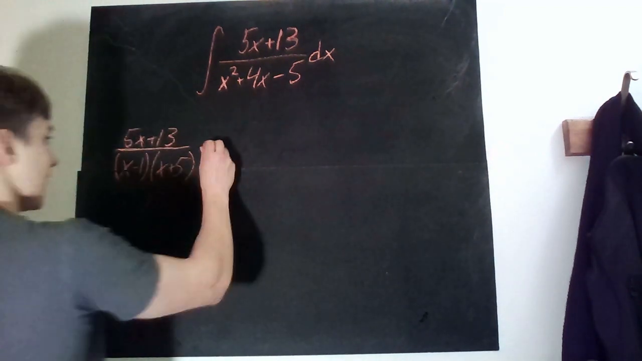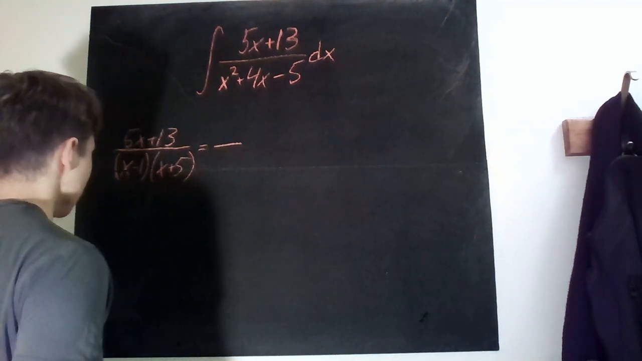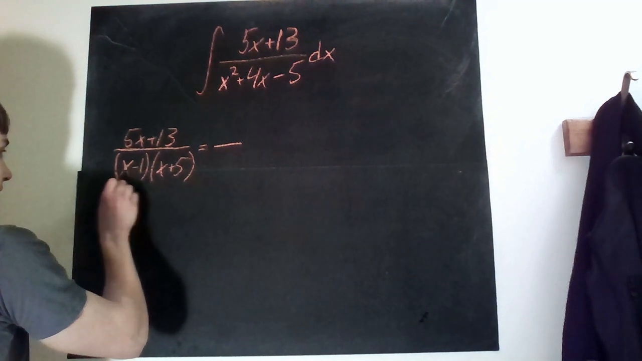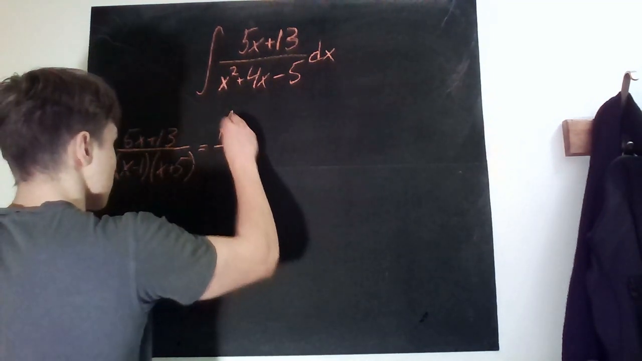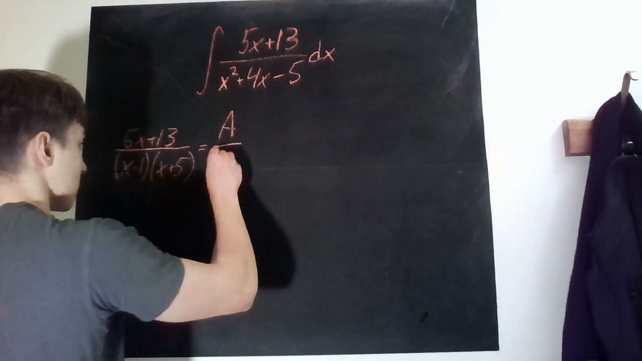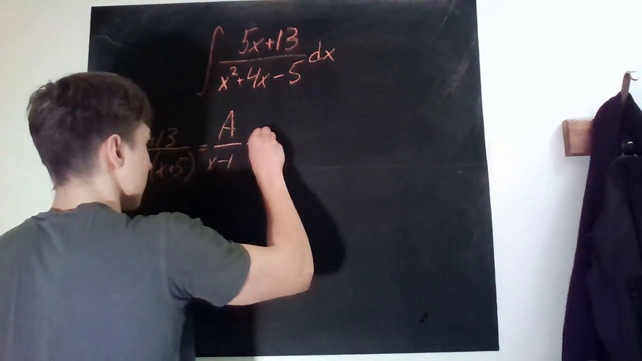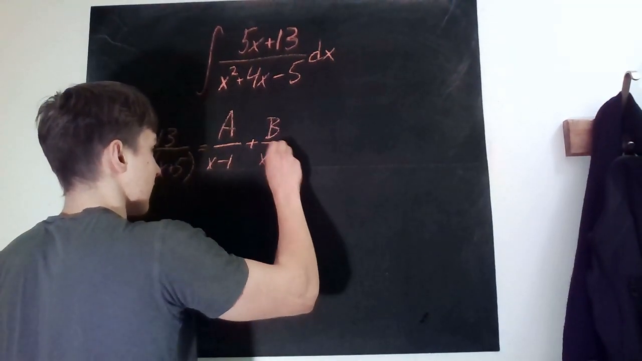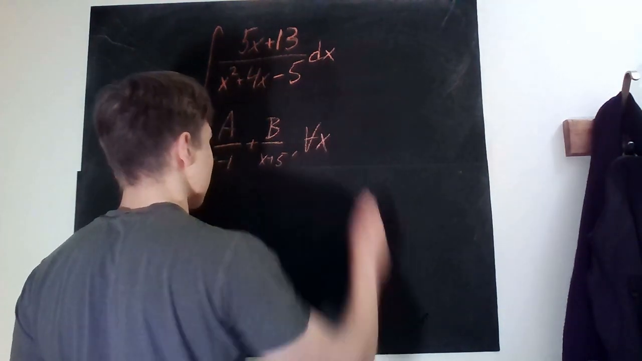That is wonderful. And now we make a guess that we can rewrite this as a sum of fractions with these factors as denominators. So we suppose that we can write this as some constant a over (x minus 1), plus some constant b over (x plus 5). And we want this to be true for all x.